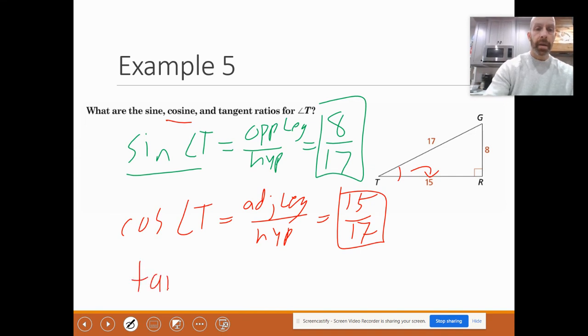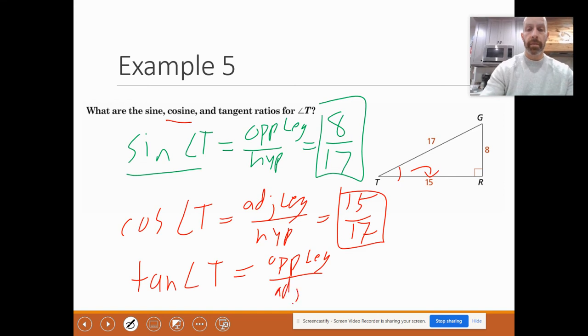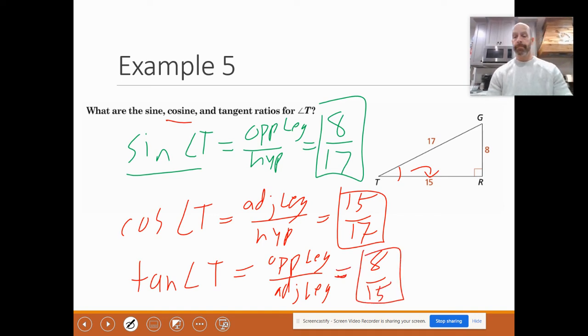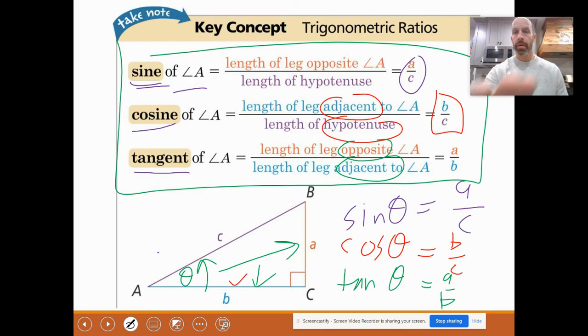And finally, the tangent of angle T is the opposite leg over the adjacent leg. So that's going to be 8 over 15. That's it. That's all there is. So you just use this table to get those ratios. Remember, ratio is just a fraction.